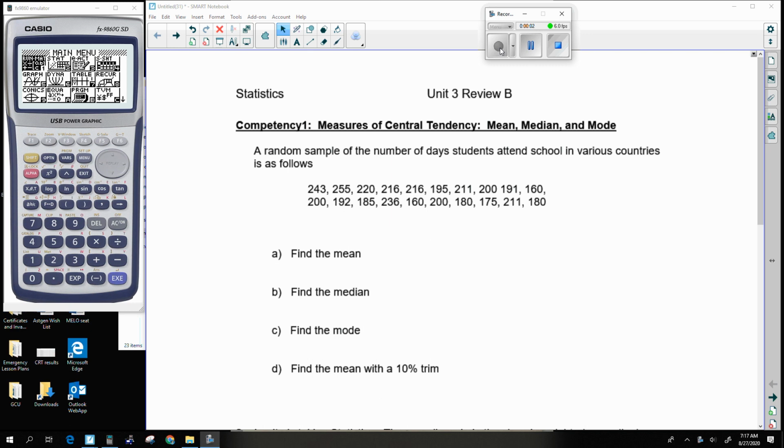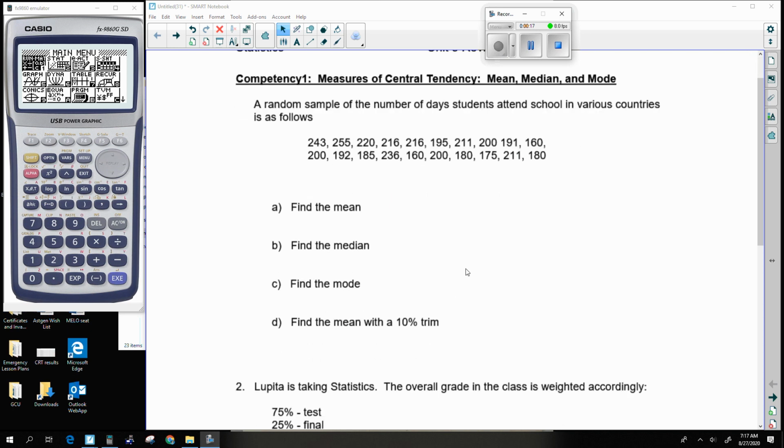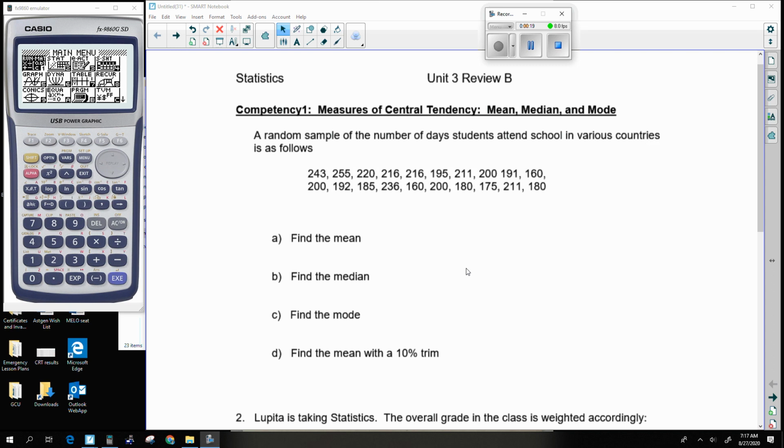All right, here we go. This is the last review before the test. So here we go with Unit 3, Review B. We've gone through so many reviews that this should probably be pretty quick as I go through this. So here we go.